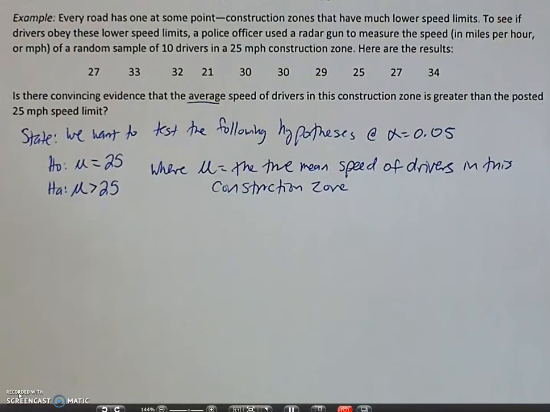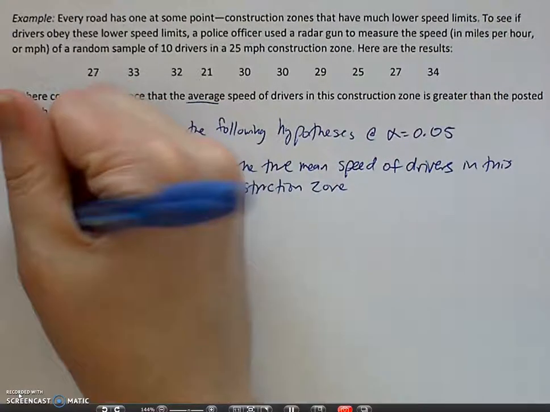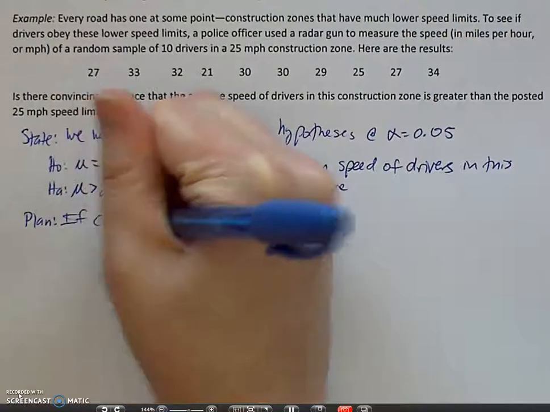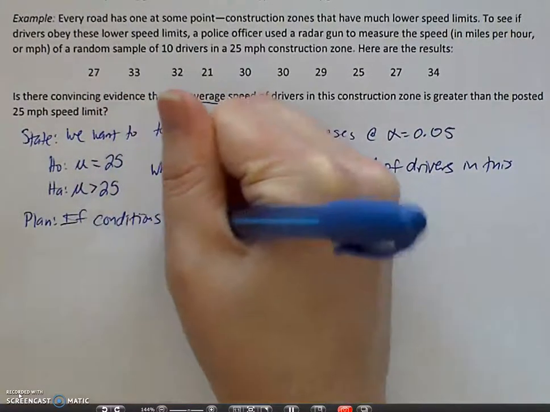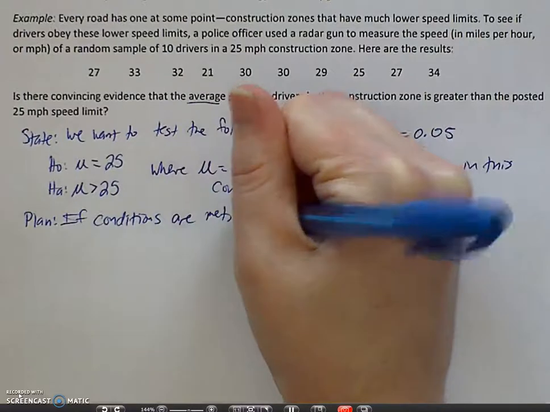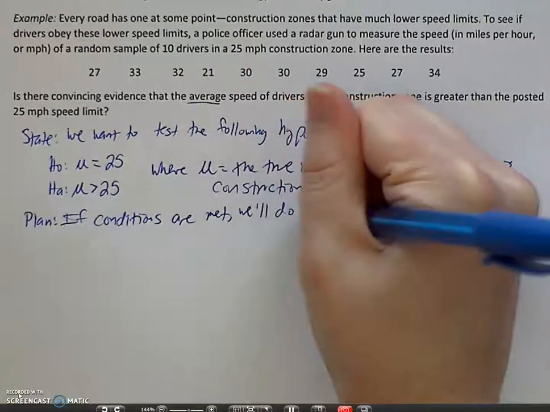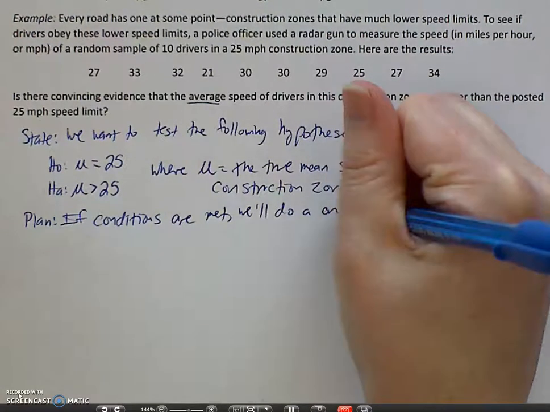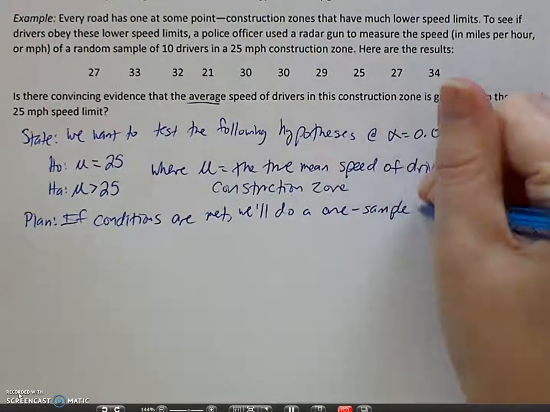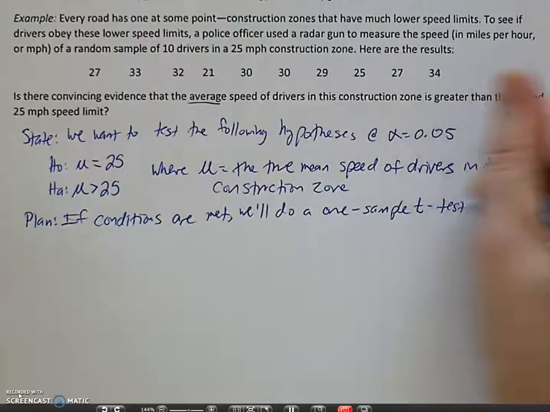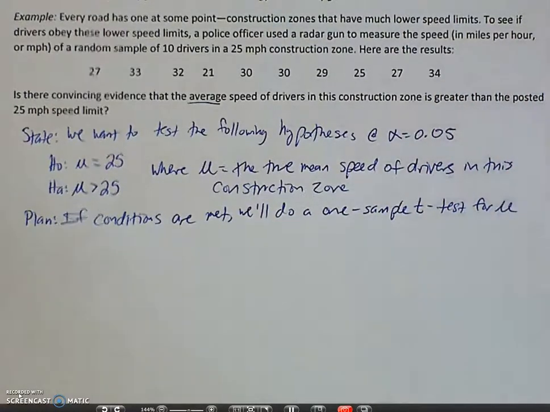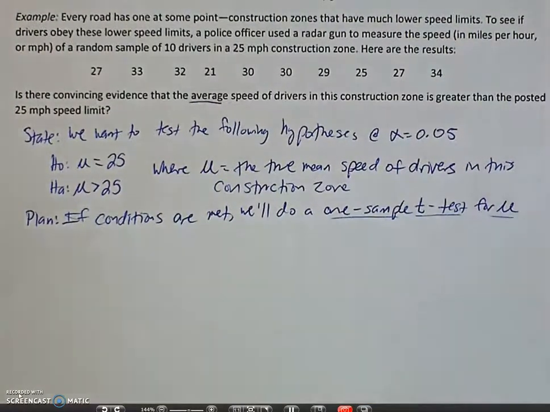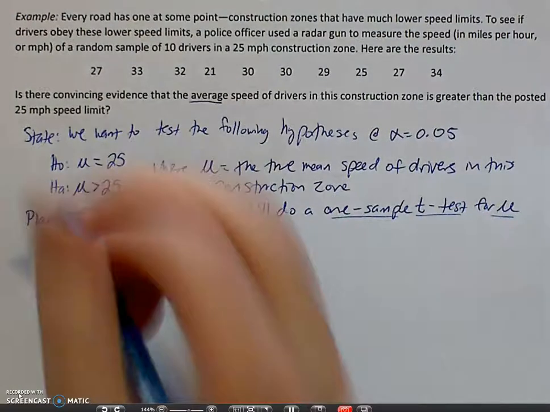Okay. Let's go ahead and go with our plan. So if our conditions are met, we are going to perform a, what's this called? This is a one sample t-test for means. Please remember to have all three parts. One sample, t-test, for mu. 1, 2, 3. So let's check our conditions.